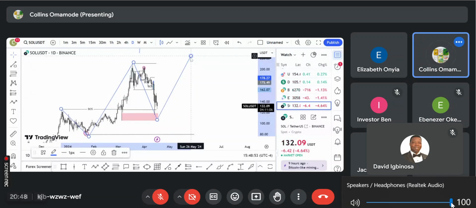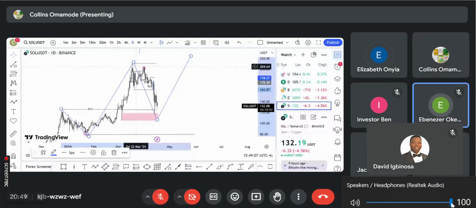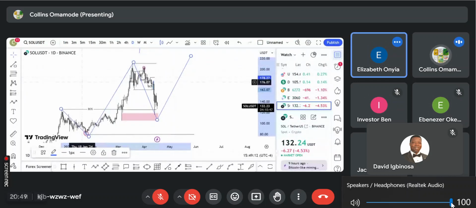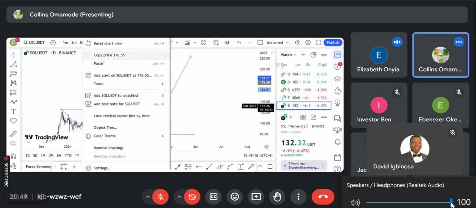So with your understanding of market structure and how price creates highs and lows, you'll be able to know, okay, I should be selling when there's a retracement for a bullish trend, right? Yes. That is how to understand price very well. But that is not what we are looking at here.